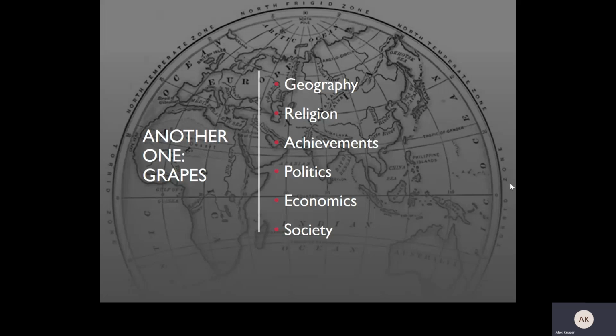Economics would be what kind of economy did the country have? Did they use paper money, gold money? Were they rich? Were they poor? And then society in general, which was things like culture, like did they watch movies? What did people do for fun? What did they believe in? All that kind of jazz. As far as social things go, were they conservative? Were they liberal?